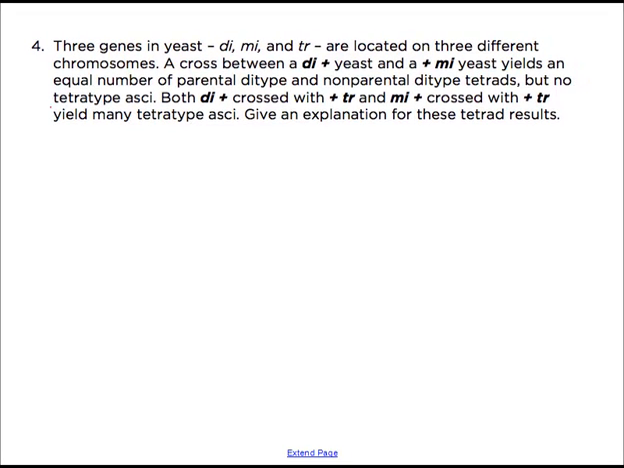Sorry about that. I wanted to underline that. Both di/plus crossed with plus/tr and mi plus crossed with plus tr yield many tetratype asci. Give an explanation for these tetrad results.